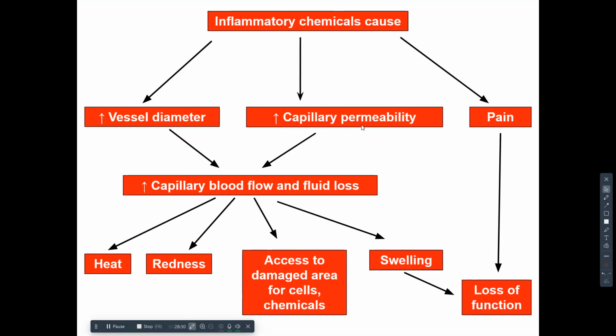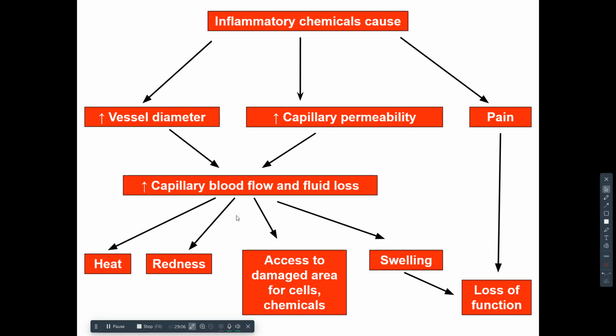So what do these inflammatory chemicals do? Well, they're going to increase vessel diameter and increase capillary permeability. Those 2 in combination are going to give me an increase in capillary blood flow and an increase in fluid loss. With more blood flow and fluid loss, well, there's going to be swelling. Inflammatory chemicals also stimulate nearby pain-sensitive neurons, and that pain, that swelling, can lead to loss of function. The increase in blood flow, of course, corresponds to the heat and the redness that we're going to see.